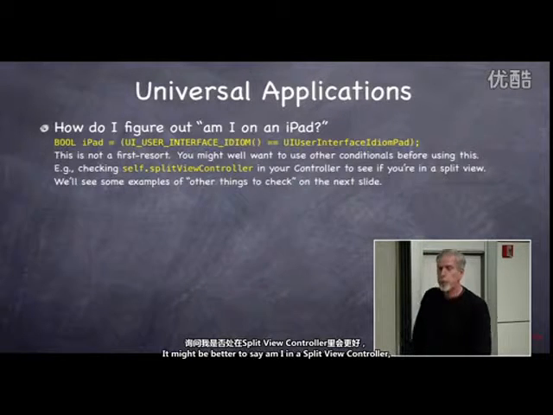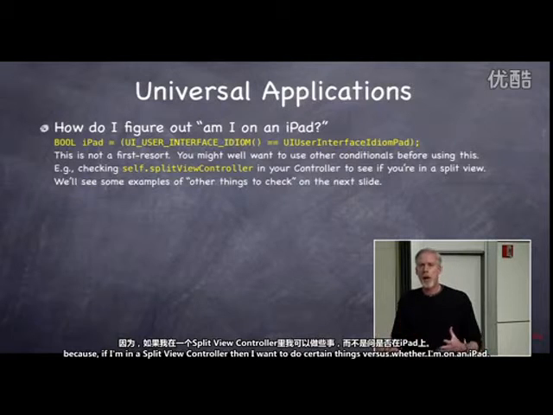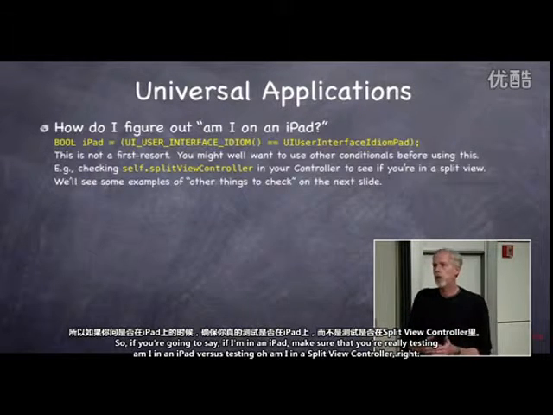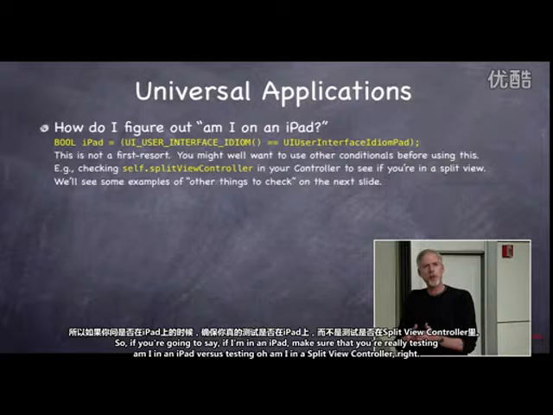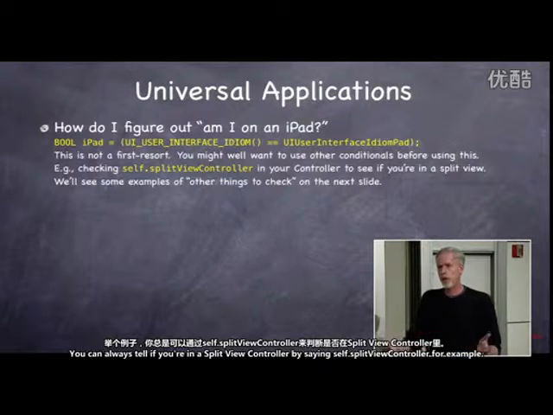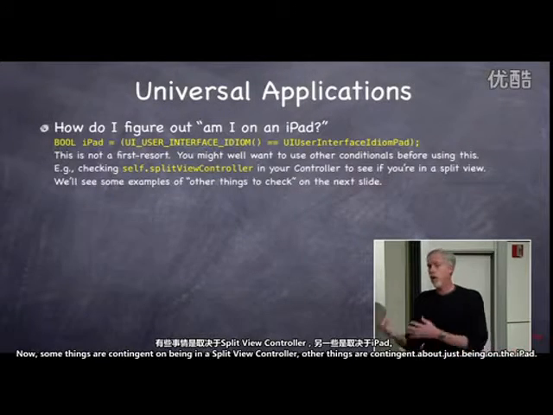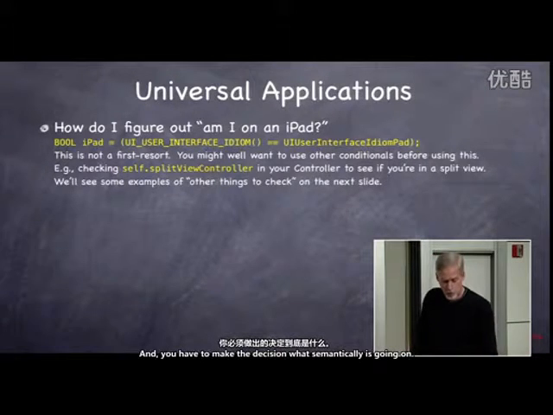It might be better to say, am I in a split view controller? Because if I'm in a split view controller, then I want to do certain things versus whether I'm on an iPad. So if you're going to say, if I'm on an iPad, make sure that you're really testing am I on an iPad versus testing, oh, am I in a split view controller? You can always tell if you're in a split view controller by saying self.splitViewController, for example. Now, some things are contingent upon being in a split view controller. Other things are contingent about just being on the iPad. And you have to make a decision what semantically is going on.